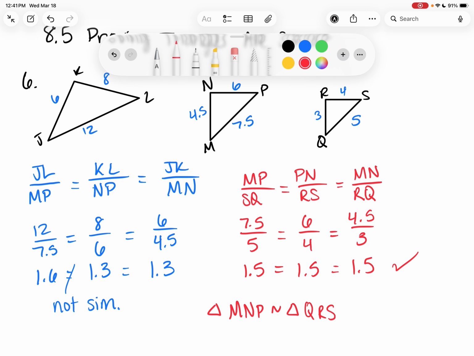The scale factor is written as a number and then a colon and then another number. So the only one of these that I can directly reduce down is this 6 over 4. And what would that reduce to? 3 over 2. So this would be 3 to 2. And this should be in the same order as the order that you have your triangles. If you wrote them flipped, then you would write 2 to 3. But usually we write the bigger one on top.